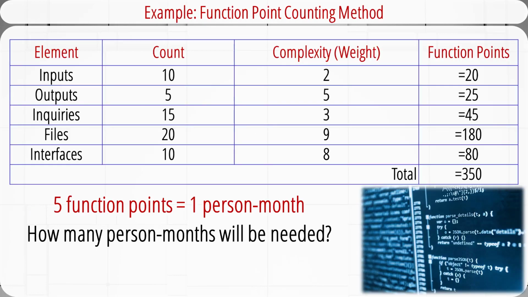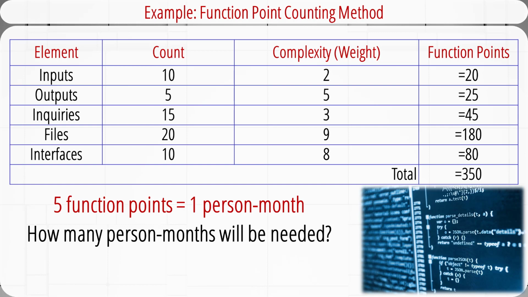Let's see an example. This software development project can be decomposed into 10 inputs, 5 outputs, 15 inquiries, 20 data files, and 10 interfaces. The complexity of inputs is low. Each input function is equivalent to 2 function points. So 10 inputs is equivalent to 20 function points.